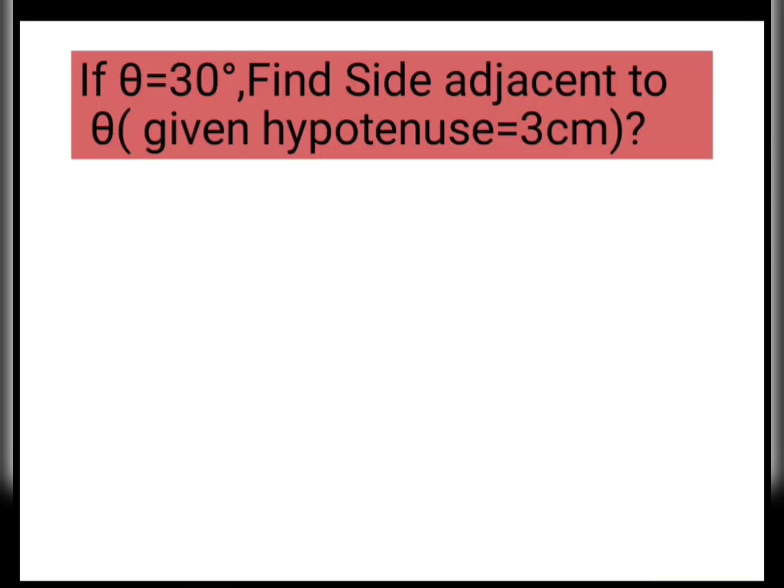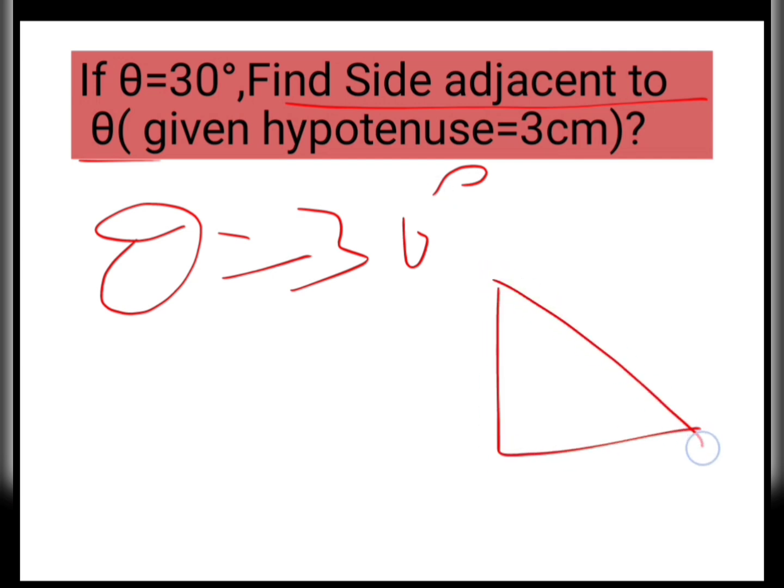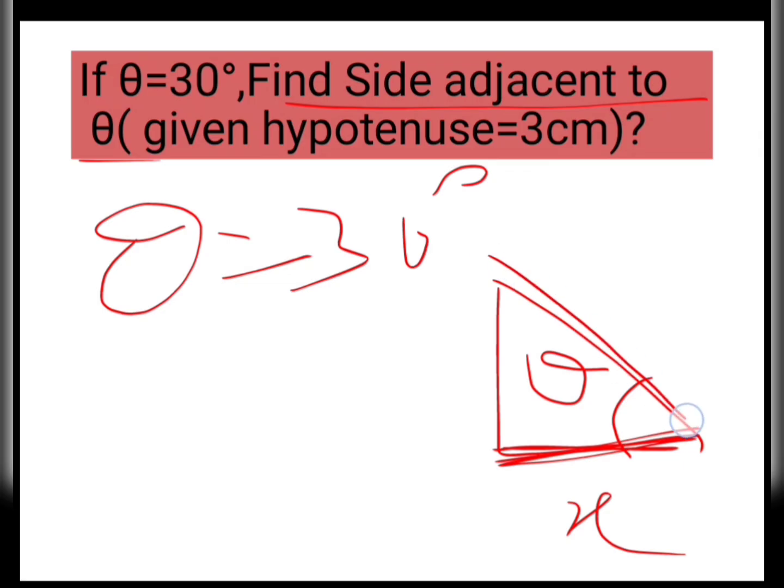Theta is equal to 30 degrees. Find the side adjacent to theta given hypotenuse is 3 centimeters. Let me draw a right angle triangle first. Let me consider this as theta. I have to find the adjacent side. Let this be x. Hypotenuse is given as 3 centimeters. This is 3 centimeters. And theta is given as 30 degrees.